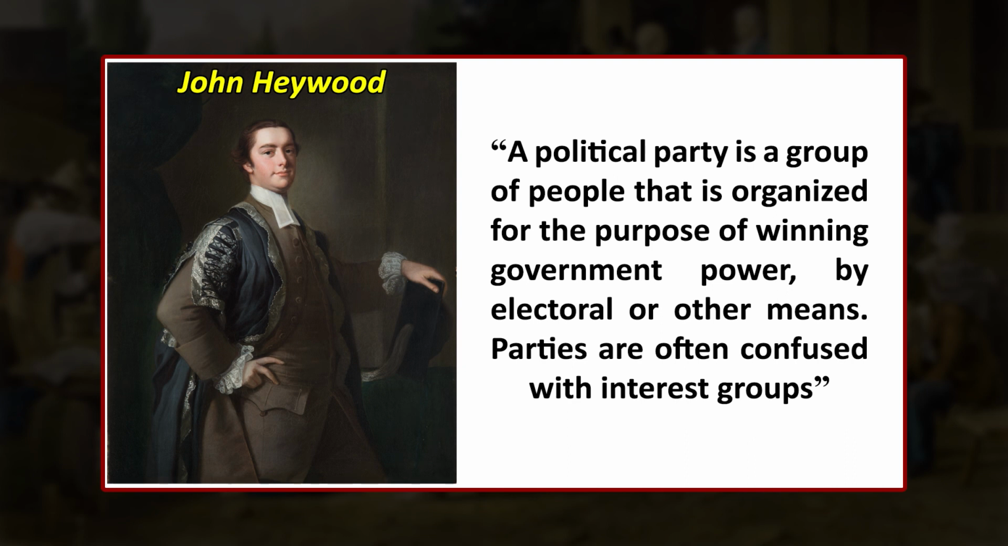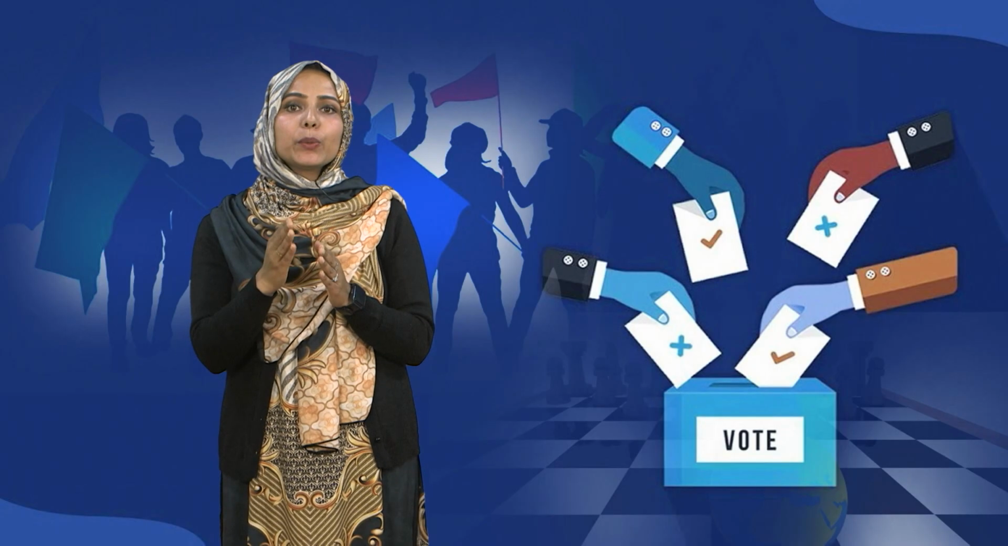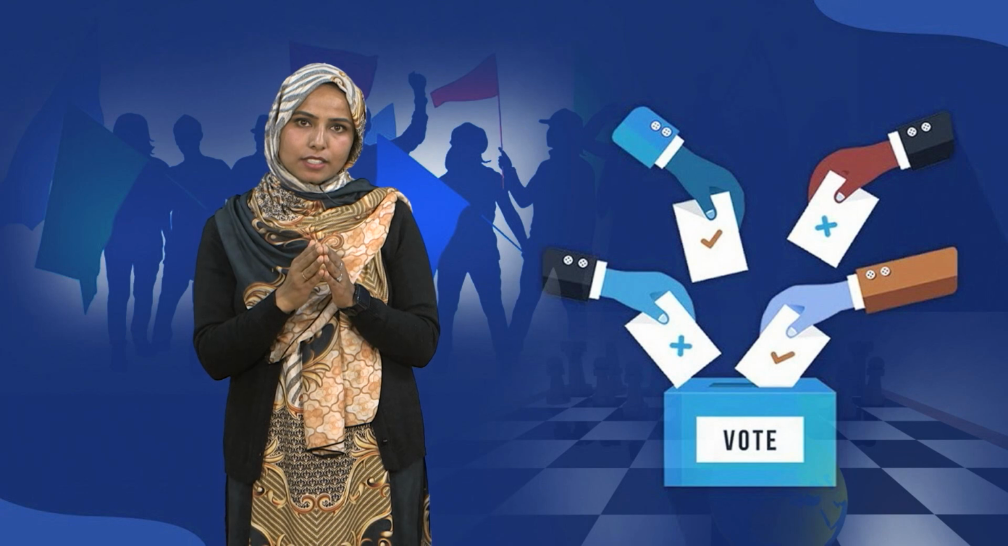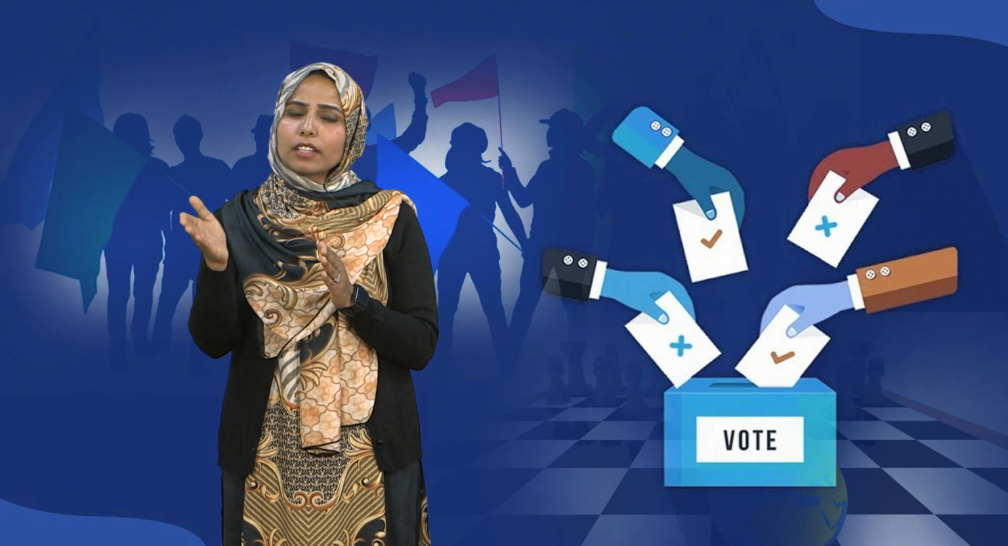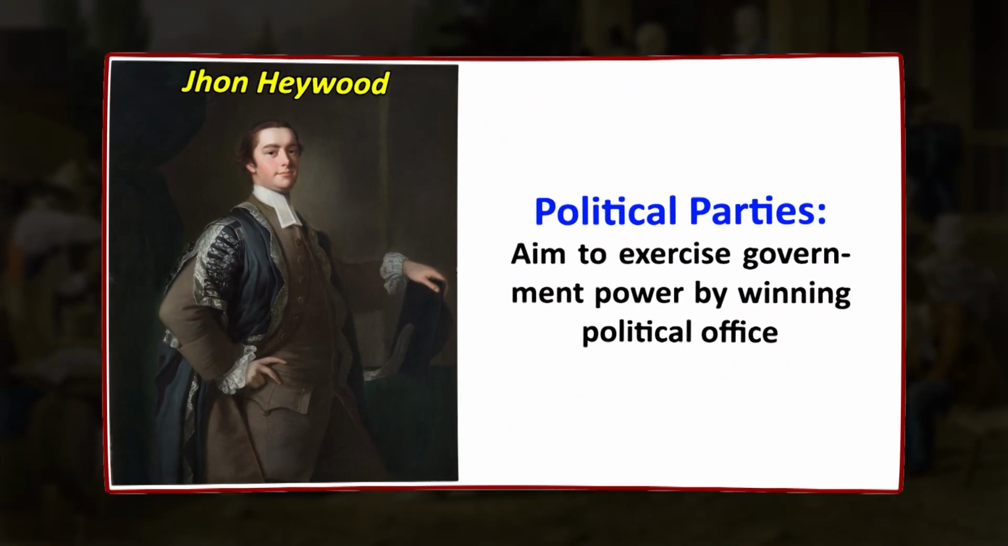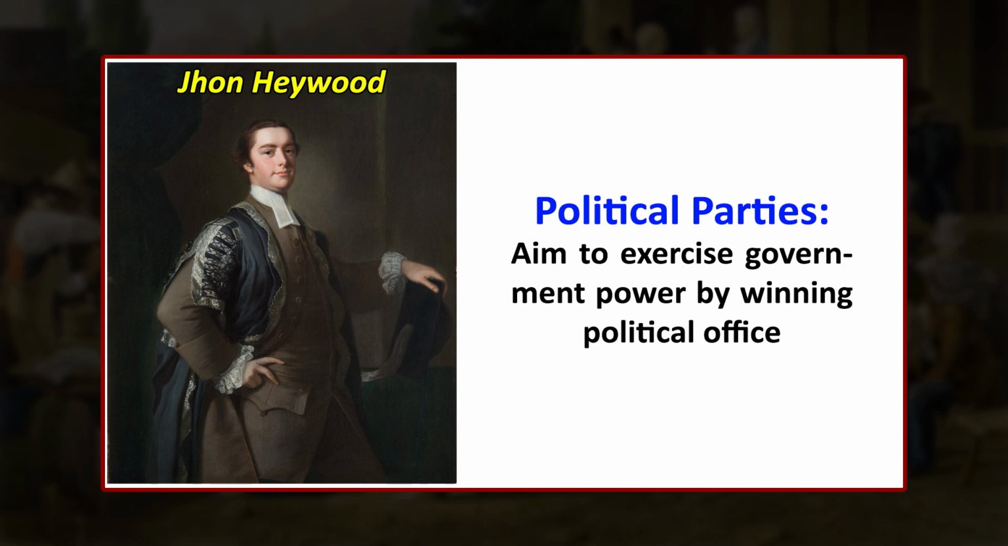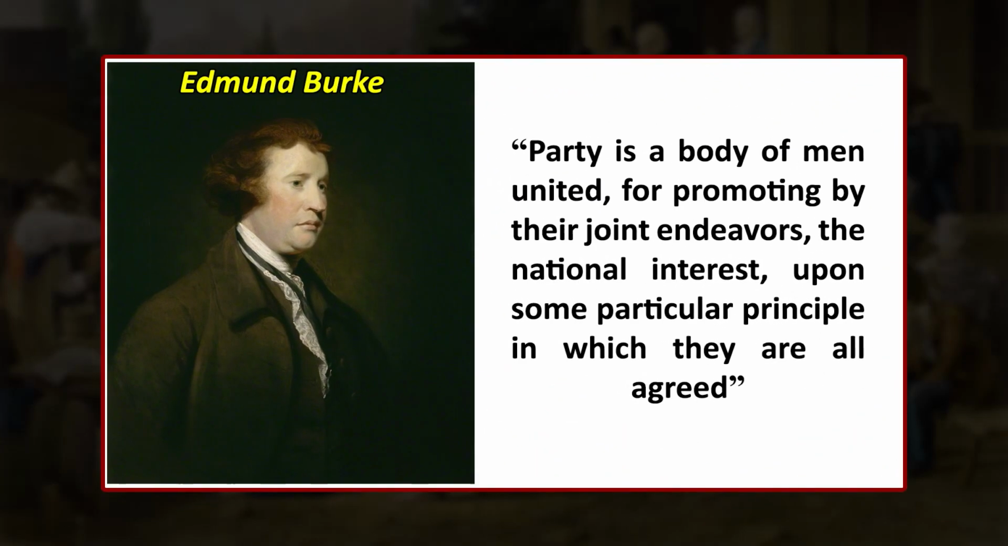Parties are often confused with interest groups. Haywood identifies four characteristics that distinguish parties from other organized groups. He believes that political parties aim to exercise government power by winning political offices. Edmund Burke defines, and I quote, "Party is a body of men united for promoting by their joint endeavors the national interests upon some particular principle in which they all are agreed."